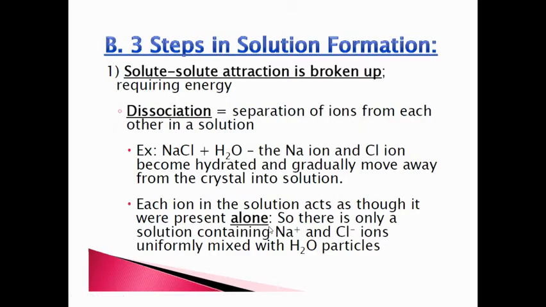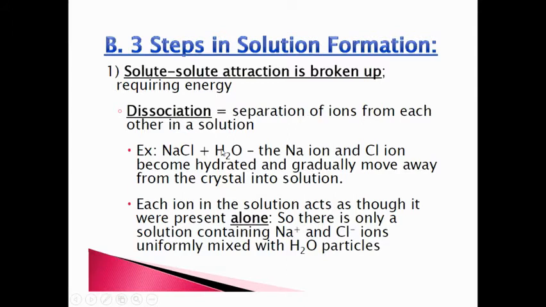Okay? So the process in which this happens: the first step is your solute-solute attraction is broken up. So what does that mean? You have sodium chloride, NaCl. There's an attraction holding your sodium and your chlorine together. That's the electrostatic attraction that holds them together because it's an ionic compound. Well, that attraction is broken up when the water surrounds it, and you go through this dissociation. That attraction is broken up because water shoves itself in there and is able to separate them. Dissociation: separation of ions from each other in solution.